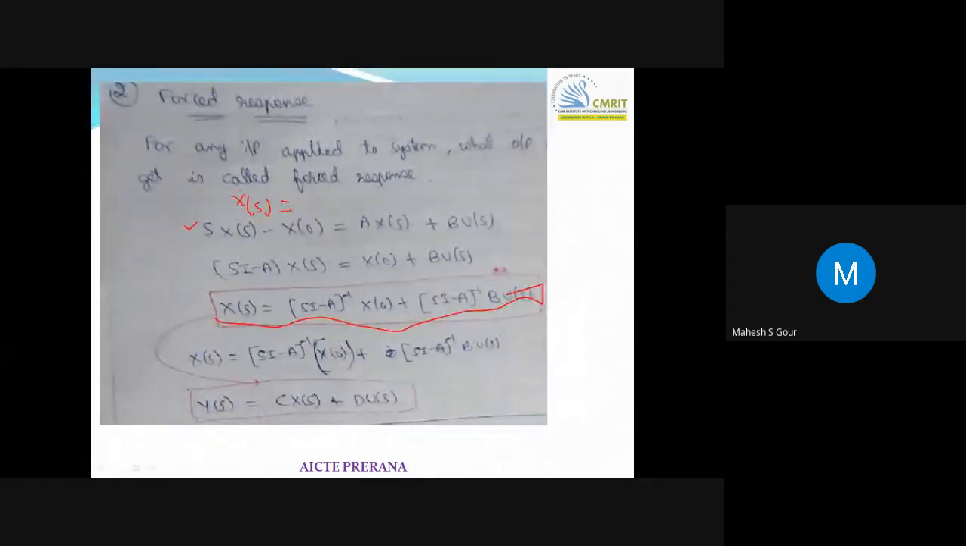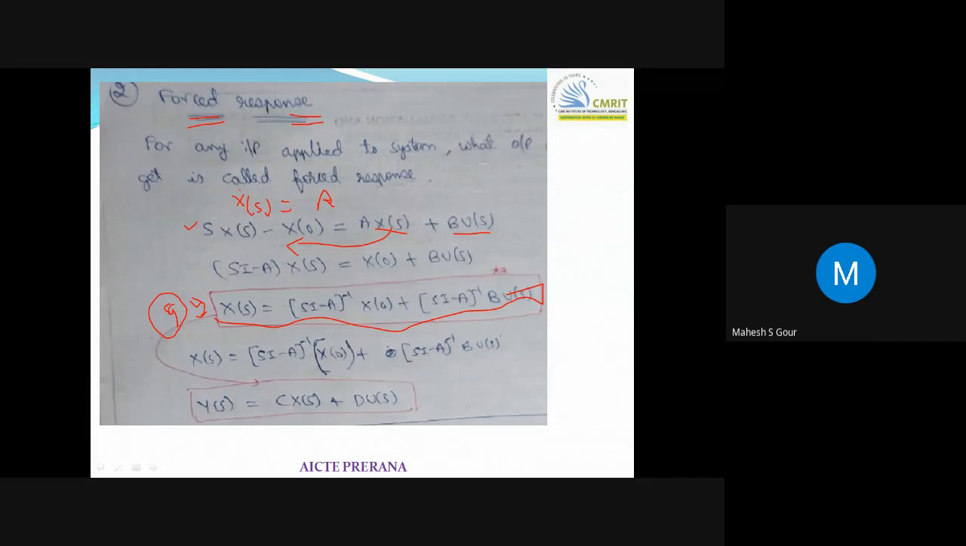When I solve this, I use X dot of s equals A into X(s) plus B into U(s). When I push X(s) to this side, I get X(s) equals (sI minus A) inverse into X(0) plus (sI minus A) inverse B into U(s). This will be your 9th formula, for the forced response. Forced response means the input is not 0; everything exists, neither the initial condition nor the input is 0.